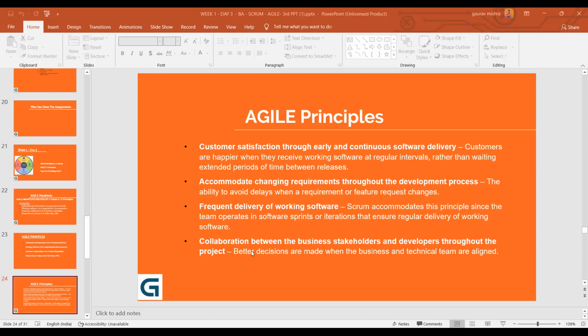The fourth one becomes collaboration between the business stakeholders and developers throughout the project. Better decisions are made when the business and technical team are aligned. So we are the business, we are giving the business to the garage person. I'm just giving a non-software example. The technical person is the automobile engineer who is working in the garage, especially on my car, and their collaboration happens.